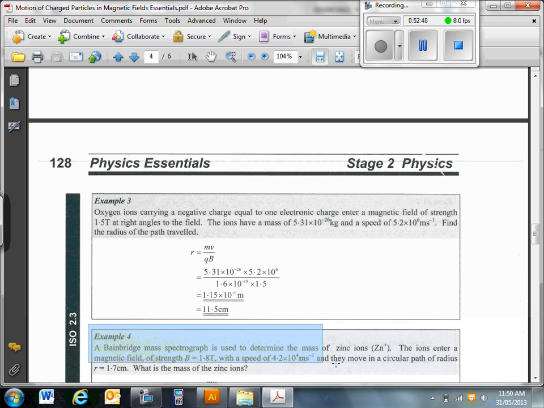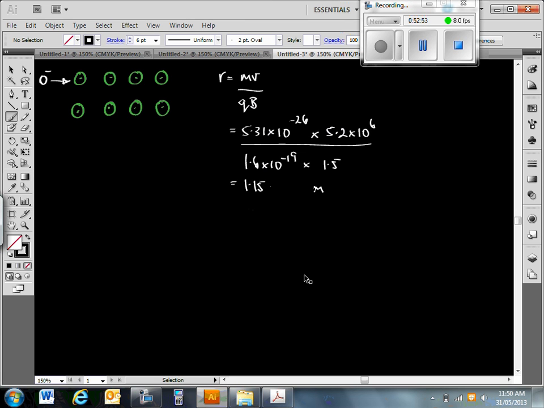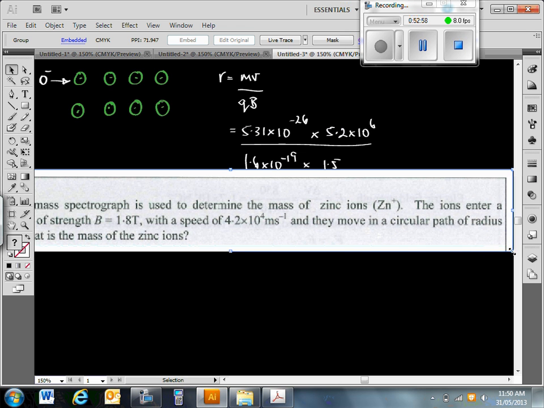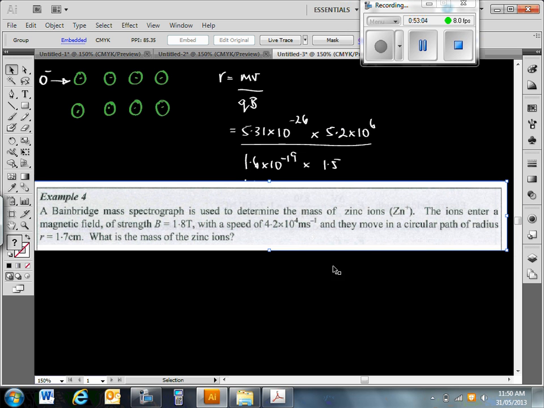Example 4. This one's for you. And then, believe it or not, we've actually moved through this topic in no time. We've just got to do the application. A Bainbridge mass spectrograph is used to determine the mass of zinc ions. They have a positive charge. Zinc ions enter a magnetic field of 1.8 Tesla with a speed of 4.2 by 10 to the 4 meters per second, and they move in a circular path of radius r equals 1.7. What is the mass of the zinc ions?